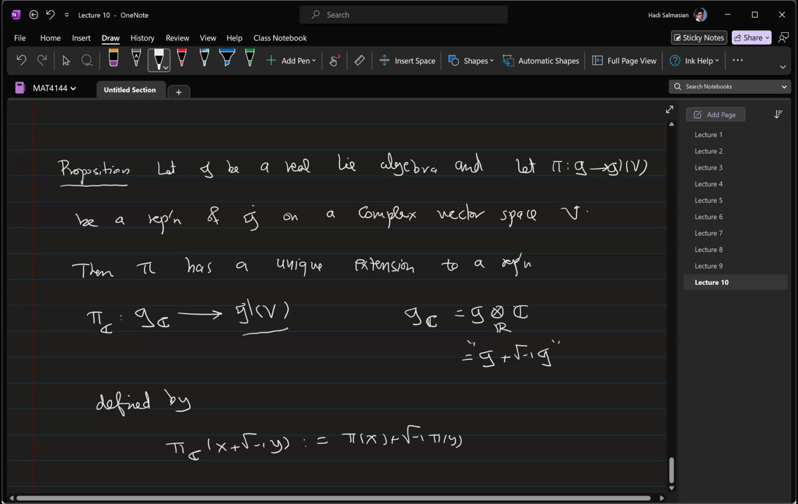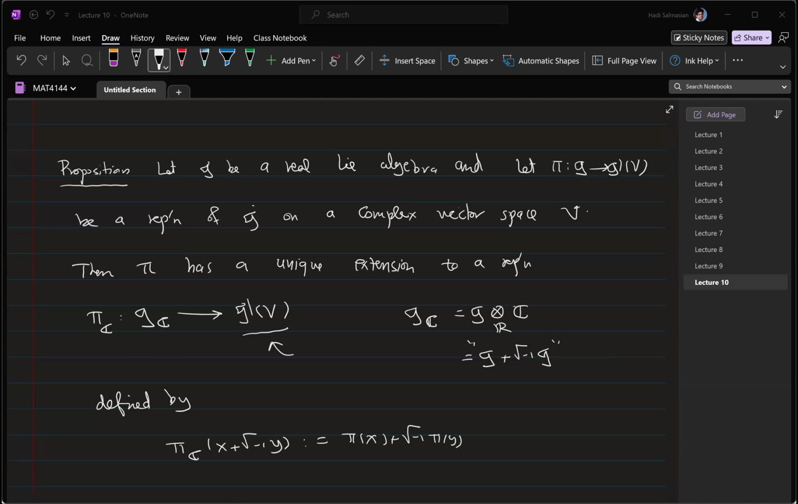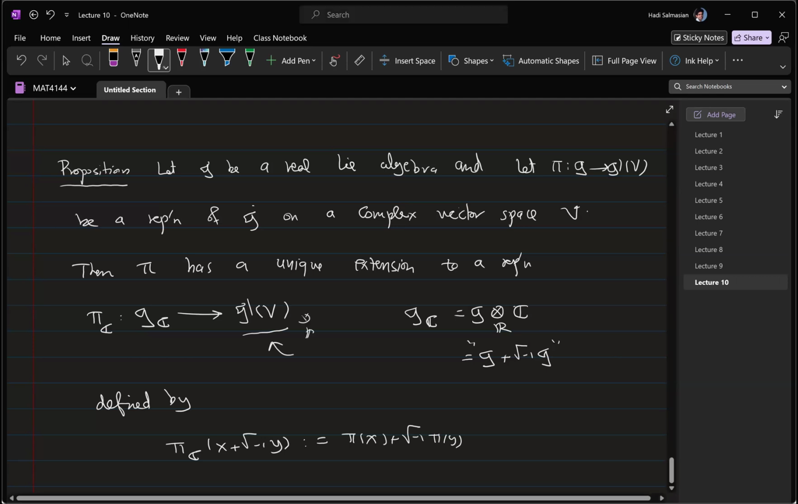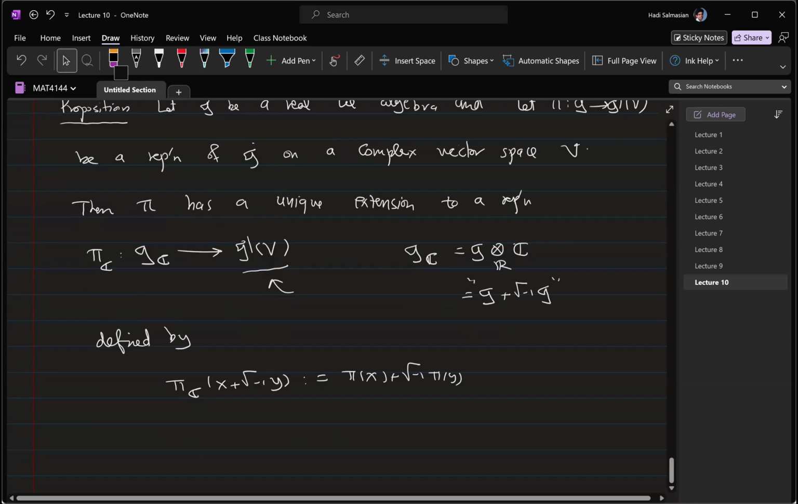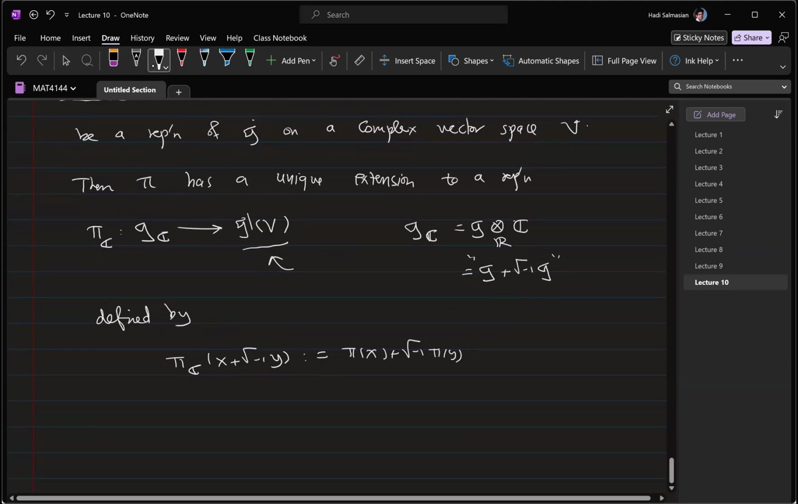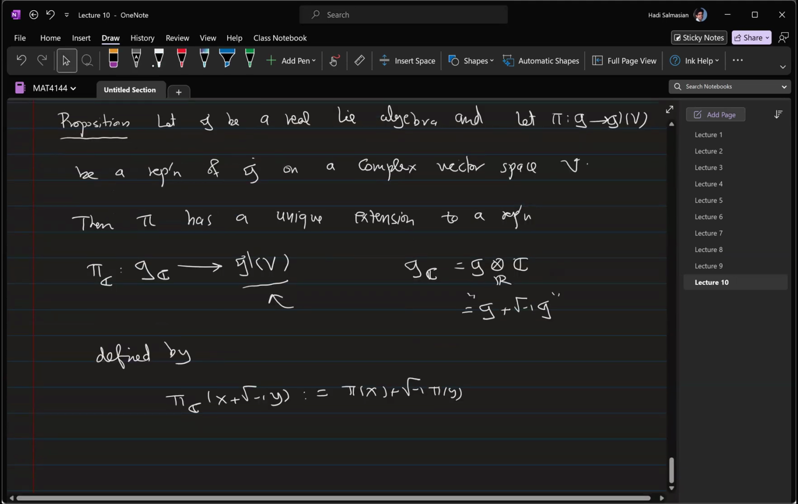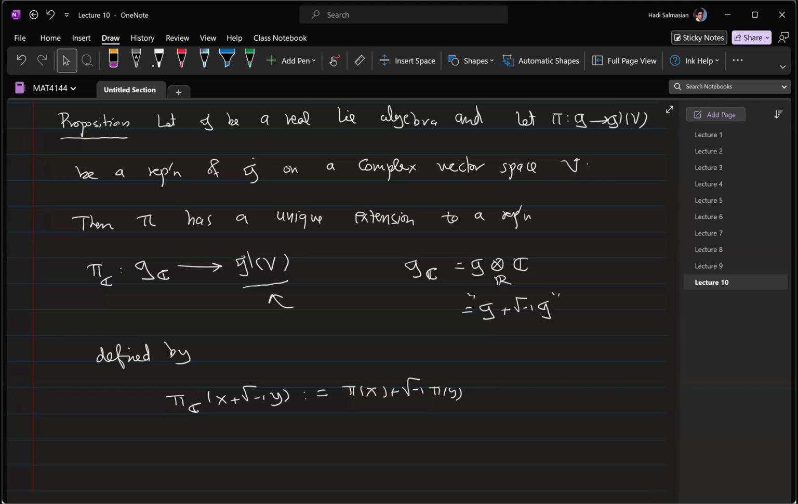On the target space, you already know V is a complex vector space, so multiplication by square root of minus 1 doesn't require any extra complexification in the target space. You don't want to tensor this with C over R anymore. There's already a C acting there. But on the domain, you have to do this extension. So this basically is a way to transition between complex representations of real algebras and complex representations of complex algebras, because most of the time we think about everything being complex.